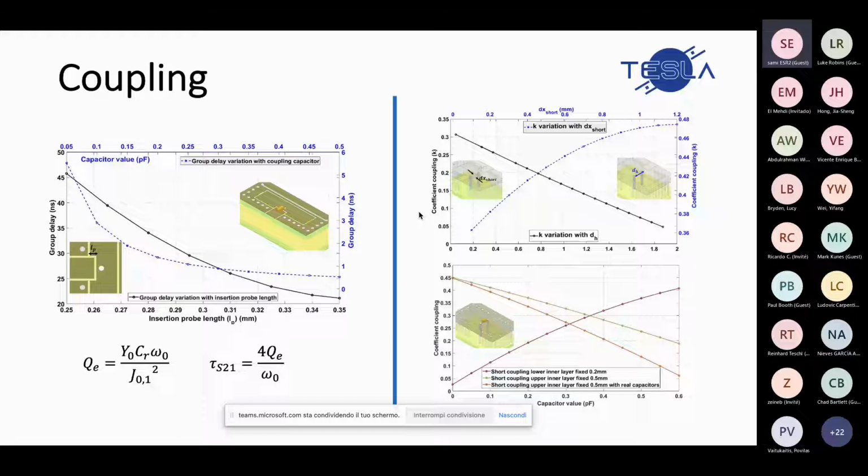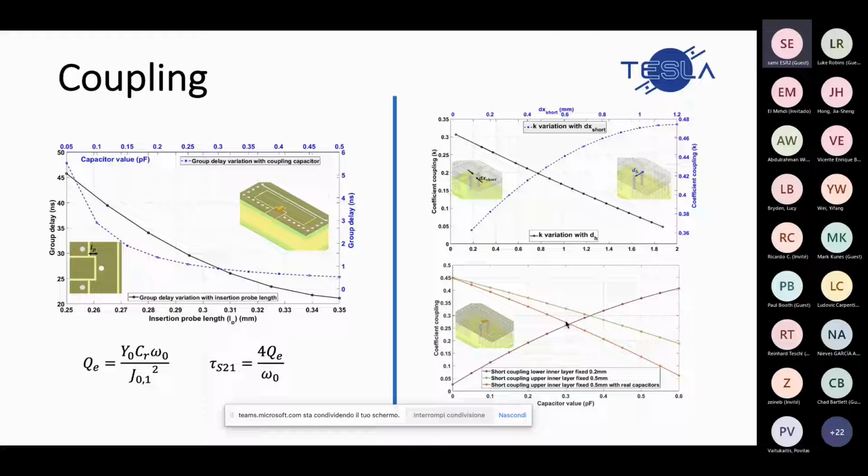To implement this mixed coupling, we used a multi-layer technology because we can't put the short circuit on the top layer. And as we can see here in the last graph, when the short circuit is in the upper inner layer, the magnetic coupling dominates.